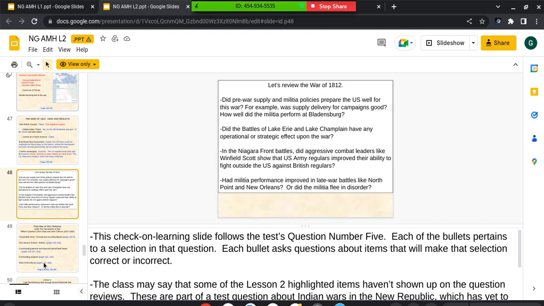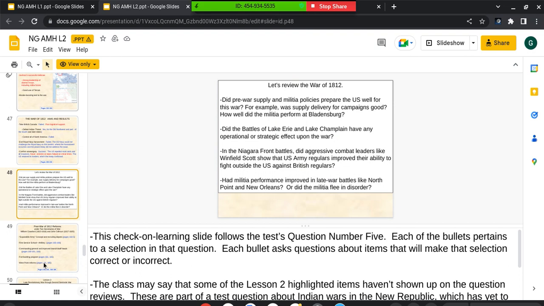In the Niagara Front battles, did aggressive combat leaders like Winfield Scott show that U.S. Army regulars improved their ability to fight outside the U.S. against British regulars? Yes, it did. The Niagara Front battles showed that leaders like Winfield Scott and the U.S. Army regulars could be successful in their ability to fight on foreign lands against British regulars. And so at the Niagara Front battles, Winfield Scott showed that the United States Army could handle fighting on foreign lands against people as competent as British regulars. That was what's important about Niagara Front battles.